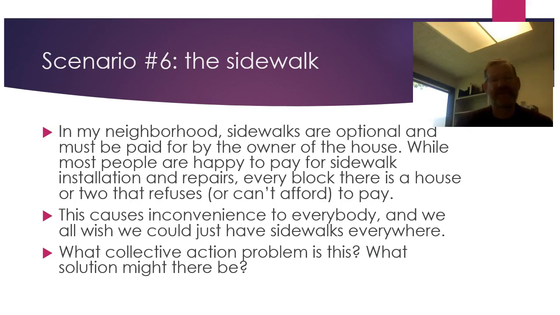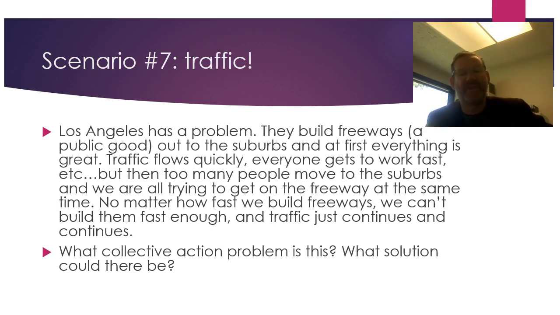We'll finish with this one, the sidewalk, because I also did positive externalities. In my neighborhood, sidewalks are optional and must be paid for by the owner of the house. While most people are happy to pay for sidewalk installation and repair, every block there's a house or two that refuses or simply can't afford to pay. This causes inconvenience to everybody, and we all wish we could just have sidewalks everywhere. What collective action problem is this? What solution might there be?